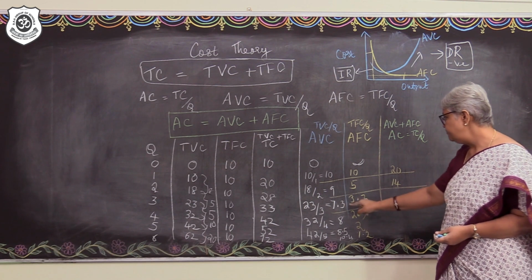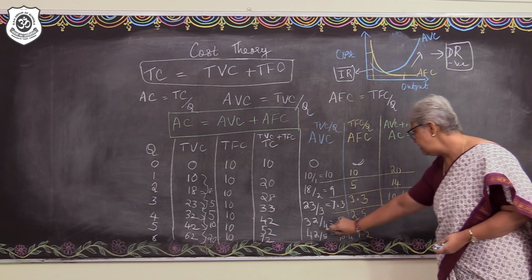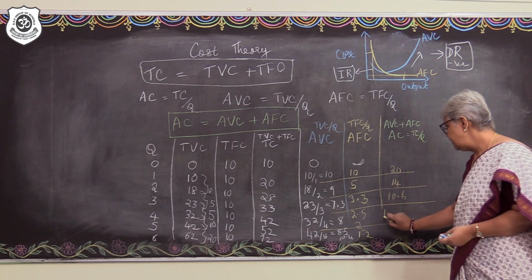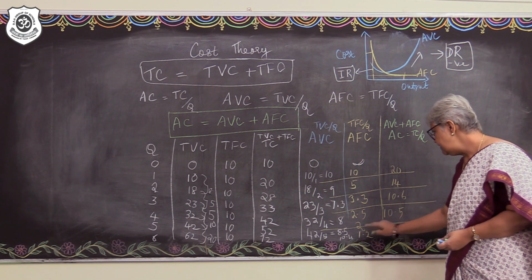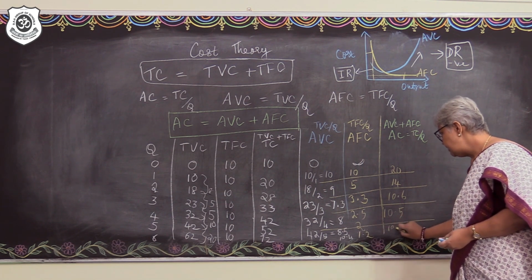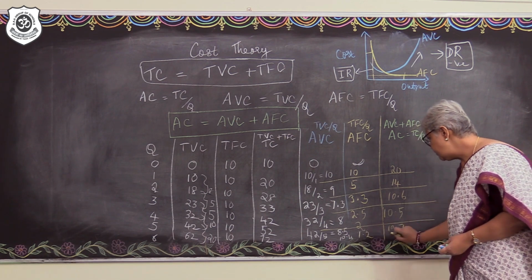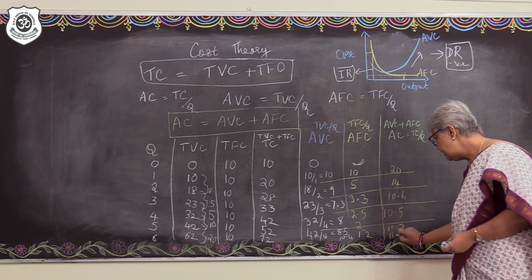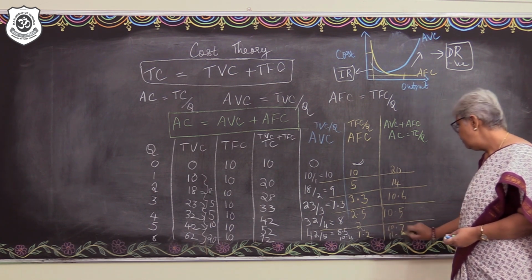And then the next level, that's going to be 10.6, fine? And then the next level, that's going to be 10.5, right? And then the next level is going to be 10.7, right? And then the next level it is going to be 11.6. So what do you see here?